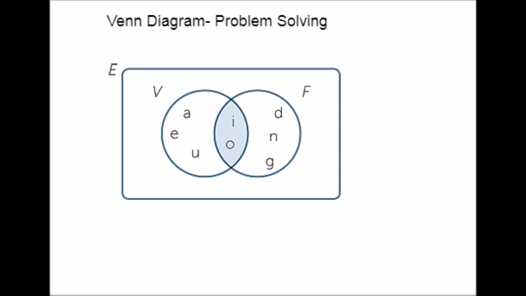The topic that we are going to discuss in today's video is problem solving in Venn diagrams. Venn diagrams use circles to represent sets and to illustrate the relationship between the sets. The areas where the circles overlap represent the commonality between the sets.